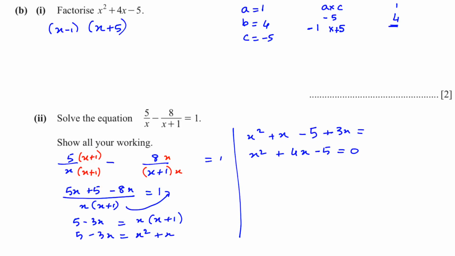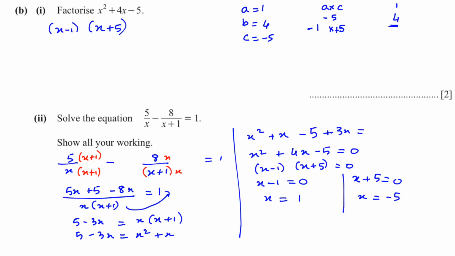We have already factorized x squared plus 4x minus 5 here. So we'll just replace it. X minus 1 and x plus 5 is equal to 0. Therefore, x minus 1 is equal to 0 or x plus 5 is equal to 0. Negative 1, it goes to the other side, will be positive 1, and plus 5 will become negative 5. So these are your answers for x.